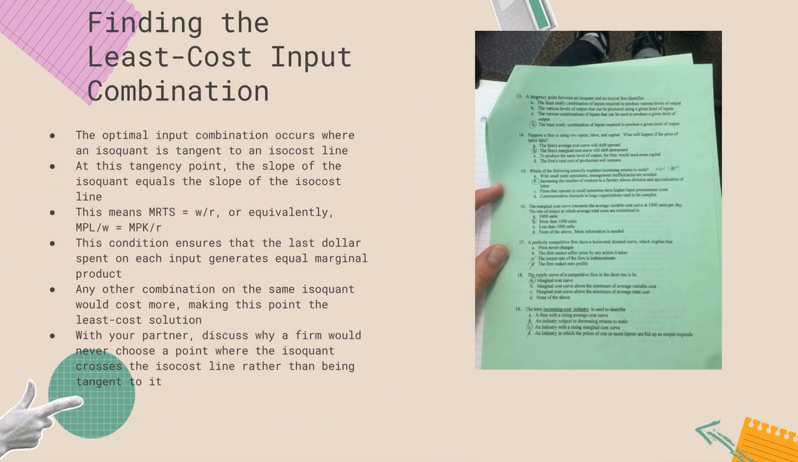The least cost input combination occurs where an isoquant is tangent to an isocost line. At this point, the MRTS equals the ratio of input prices, W/R. This ensures the last dollar spent on each input generates equal marginal product, providing the most cost-efficient solution.